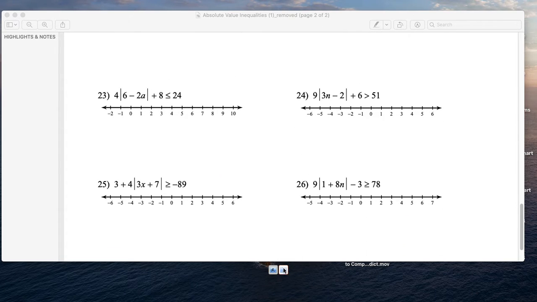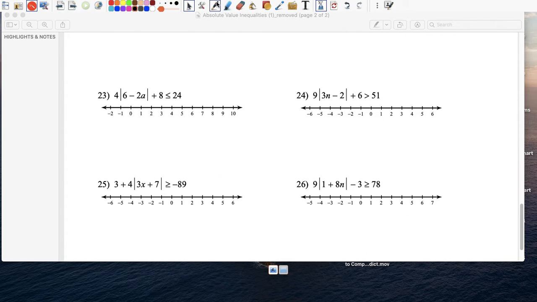All right, so number 23, again, what do we have to do first? We have to get rid of that 8 and get rid of that 4 there, right? So let's do minus 8 on both sides. We get 4 absolute value of 6 minus 2a less than or equal to 16. Divide this side by 4. Divide this side by 4.